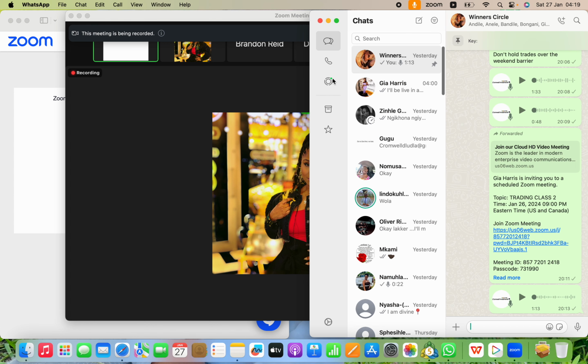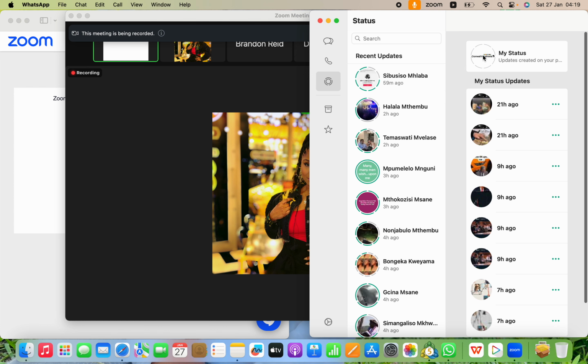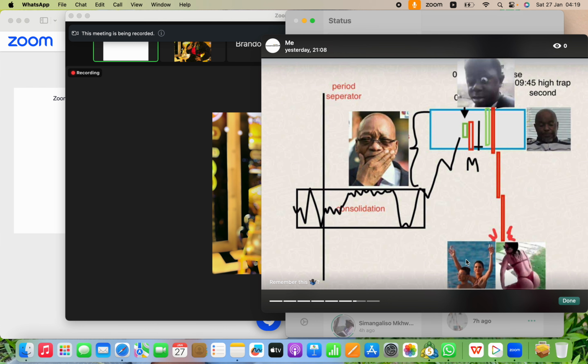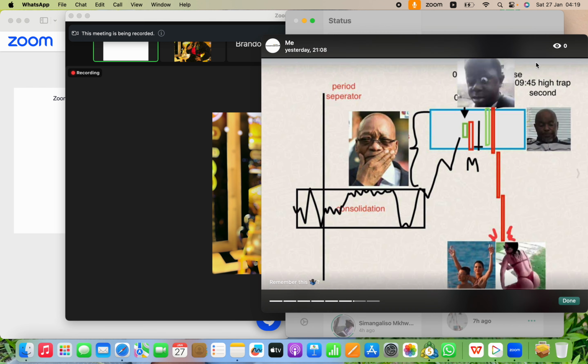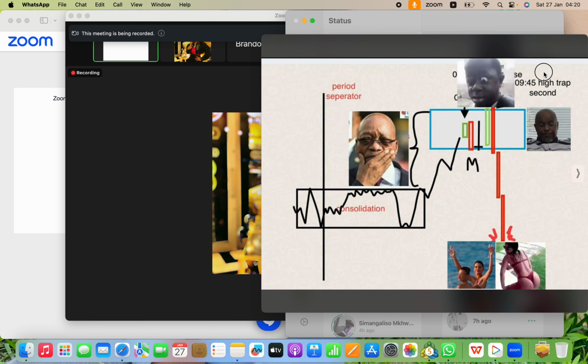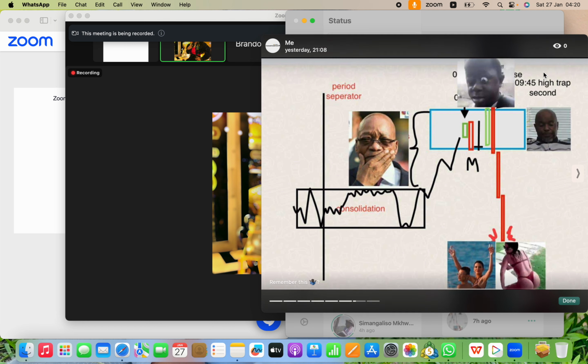Okay, I think this is where I should go. I posted this on my status update. Here it is. And I posted this as well on the Discord. That price will come out of a consolidation. After the consolidation, there will be a stop hunt.